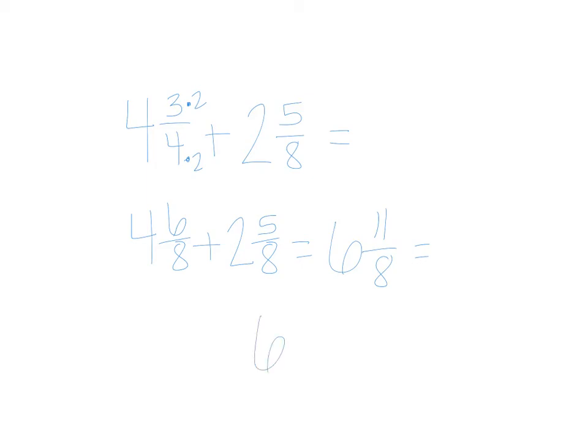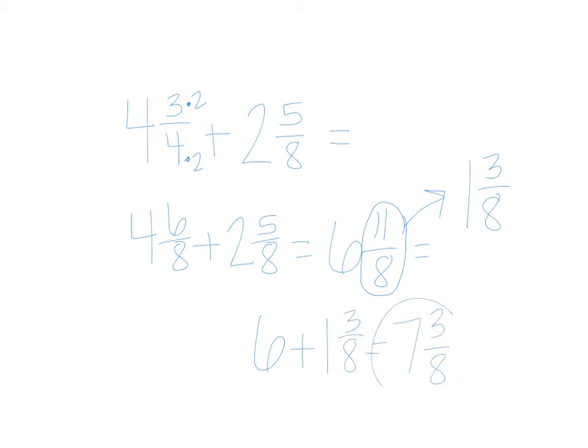So I have 6, and then I also have 11/8, which is going to be 1, because 8 goes into 11 once, with 3 left over, so 1 3/8. So I have 6 plus 1 3/8, which would be 7 3/8. So I just wanted you to see an example that if you end up with a whole number with an improper fraction, you need to change it to a mixed number and then add it to your whole number.